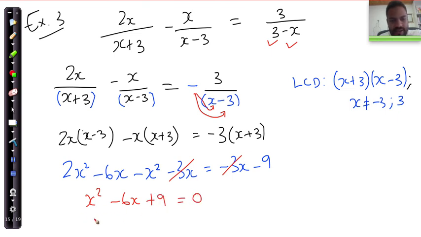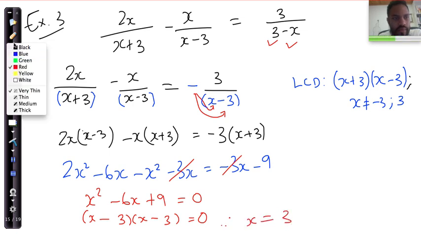So now I can factorize. I can say factors of 9 that add to give me 6, and that's going to give me x and x. Remember, I must have equivalent to 0 over here. If that's not there, I cannot solve the equation. Both signs are going to be negative, and my factors are 3 and 3. And therefore, I find a solution that x is equal to 3.